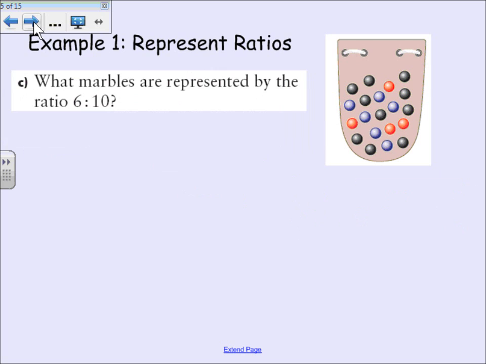The second example, please pause it just so you can do this at home. What marbles are represented by the ratio 6 to 10? So we've got to find out which ones have 6 in there and which ones have 10. The 6 is blue, and the 10 is black.